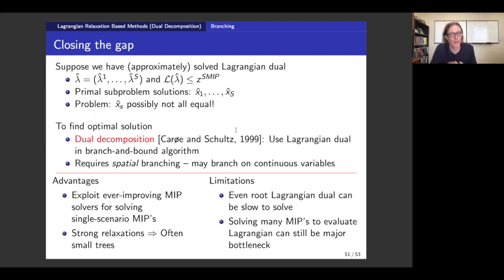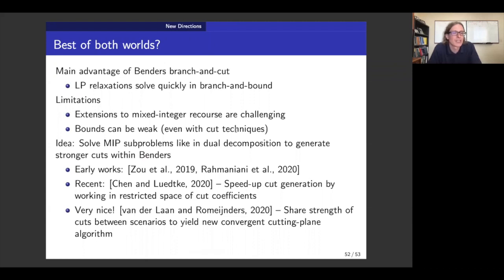Remember, this Lagrangian dual has a very, very strong bound, but it's very difficult to compute. And so the idea is maybe we can try to get the best of both worlds, where we try to do a Benders branch and cut based approach, but start to integrate some of the things you might do for solving these dual decomposition problems to generate even stronger cuts within that Benders branch and cut approach.